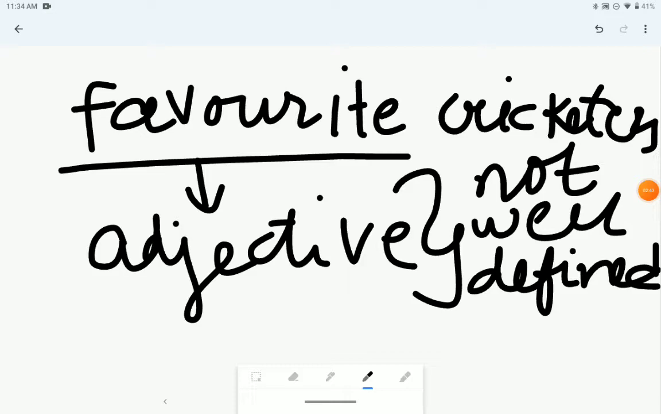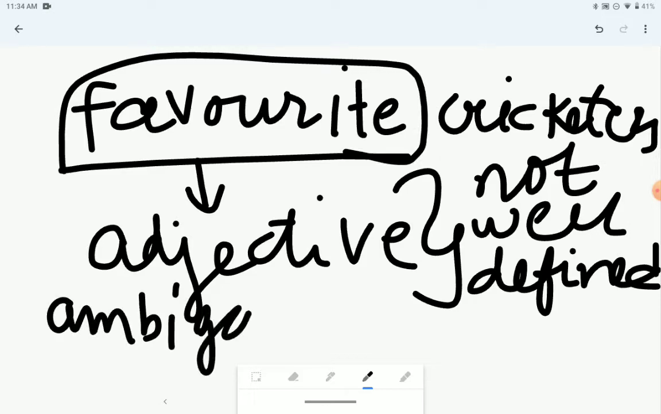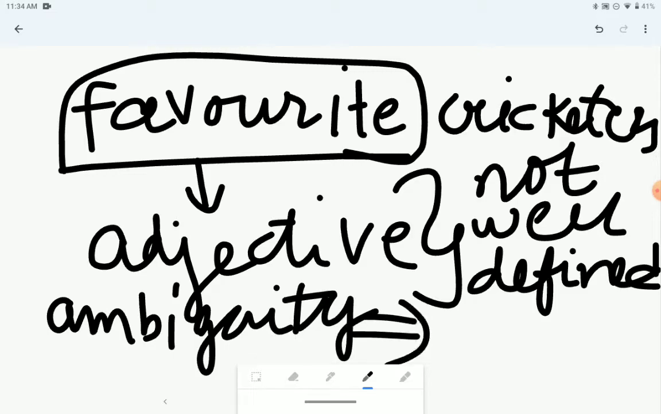But here, suppose my favorite player is MS Dhoni, and another's favorite player is Virat Kohli. Some will have Virat Kohli, some will have MS Dhoni, others will have Rohit Sharma, for example. So the word favorite makes ambiguity here. Ambiguity means difference.